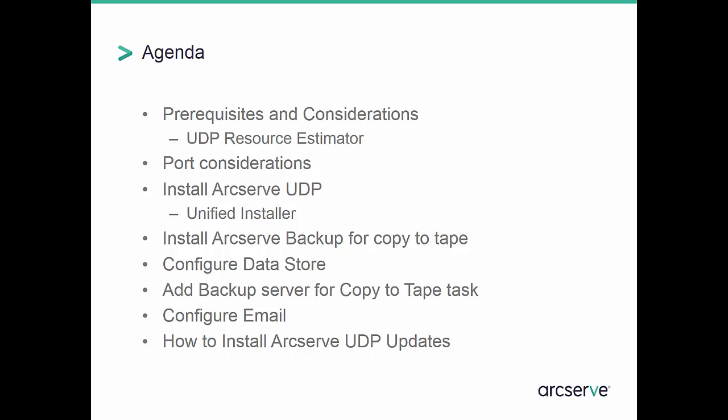There are two installation methods not covered in this video. Silent installation using the command line. This method lets you perform an unattended installation using the Windows command line. Standard installation using the Setup Wizard. This method lets you install Arcserve UDP using the Setup Wizard. In this method you are prompted at each step to choose the desired options.